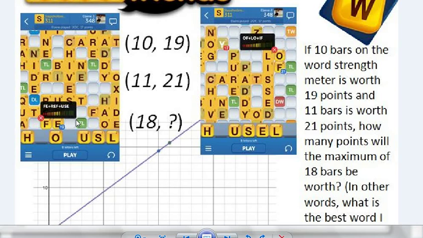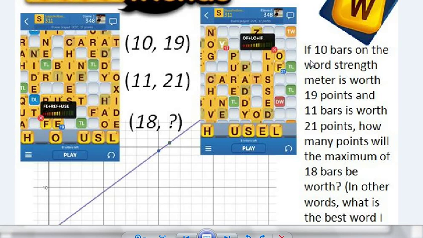So the question was, you try a word, it's 10 bars light up, it's worth 19 points. You try another word, you light up 11 bars, it's worth 21 points. So how many if you got all 18 bars lit up? So basically this is a linear equation that we can solve here. You can see it on the board here. I have 2 points plotted. So what happens way out here at 18?